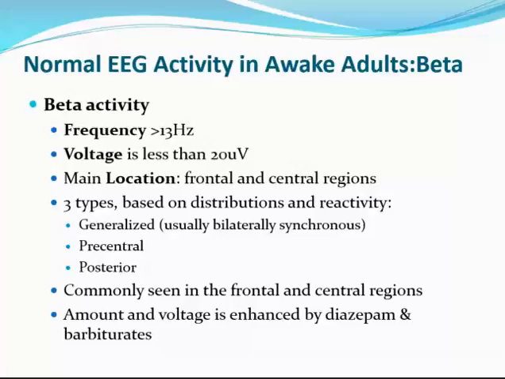Now we're looking at the beta activity. If the frequency is over 13, the voltage is less than 20 microvolts, and the main location is the frontal and central regions. And we see three types of beta activity based on distribution and reactivity. We see a generalized, usually bilaterally synchronous. We see a precentral and a posterior beta activity, commonly seen in the frontal and central regions, like we said, and the amount of voltage is enhanced by barbiturates.